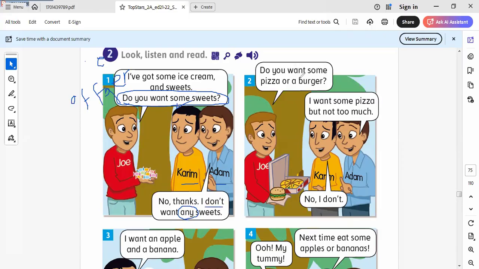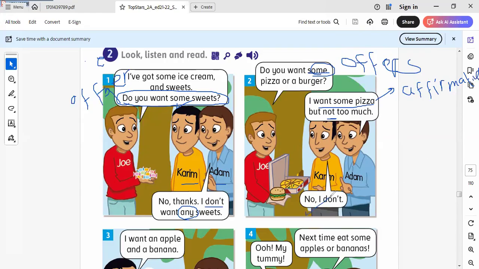Do you want some pizza or burger? I want some pizza, but not too much. So here some is used with offers, and we also use it in what? In what is called the affirmative form. So we use some with the affirmative form and offers. Okay, as we know here. So the answer will be here.